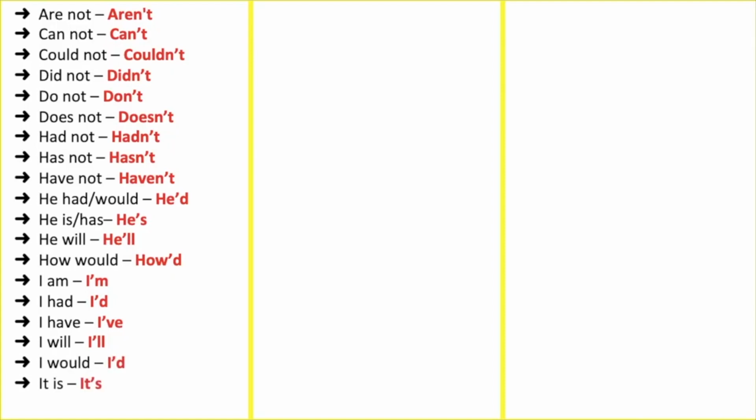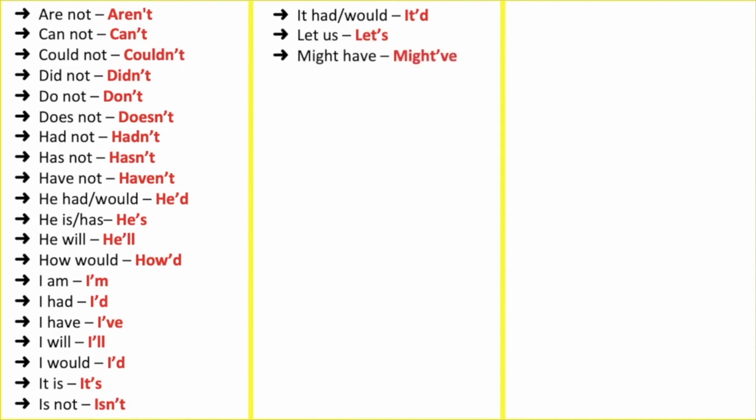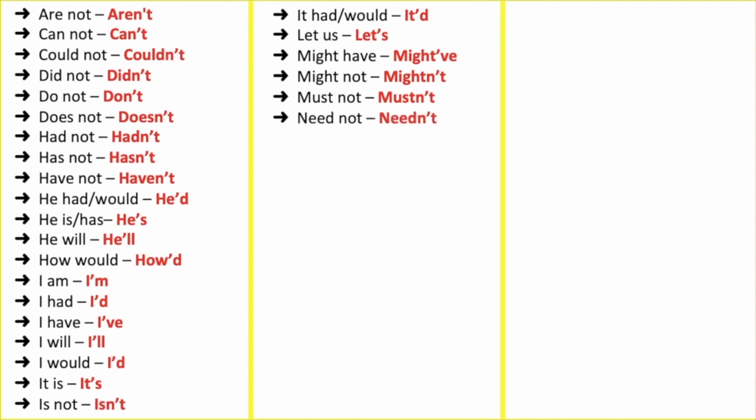It is, it's. Is not, isn't. It had or it would, it'd. Let us, let's. Might have, might've. Might not, mightn't. Must not, mustn't. Need not, needn't. Shall not, shan't.